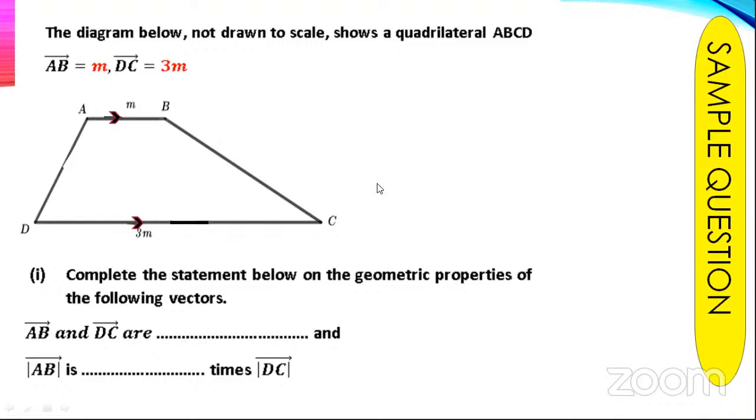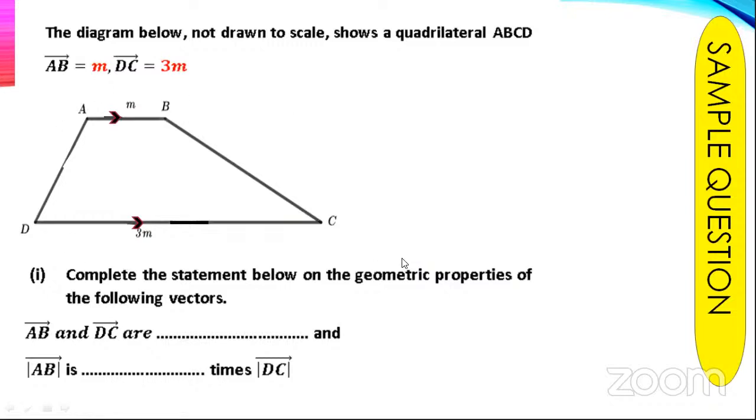Right away, as you see the word quadrilateral, you begin to process and say, all right, what do I know about a quadrilateral? Is this actually a quadrilateral? But they're giving us something specific. Notice here we have this as a sample question. The vector AB is equal to M, and the vector DC is equal to 3M. So we have the diagram here, the quadrilateral.